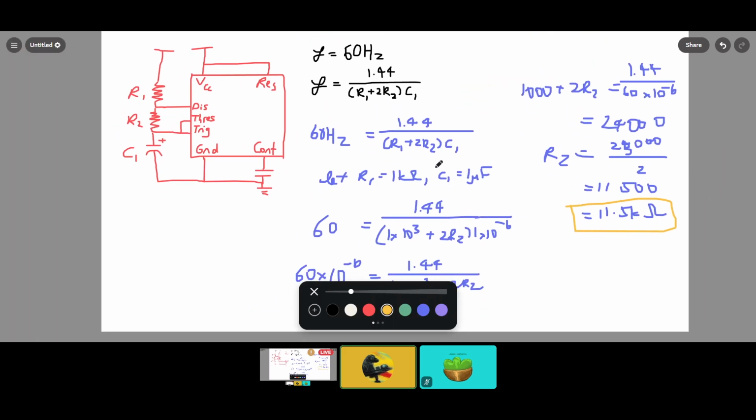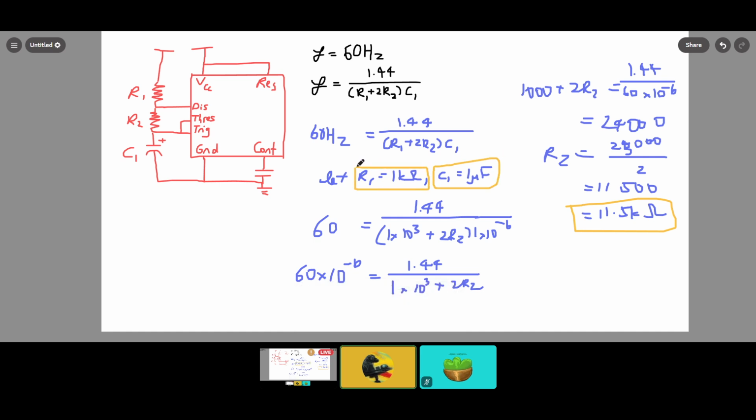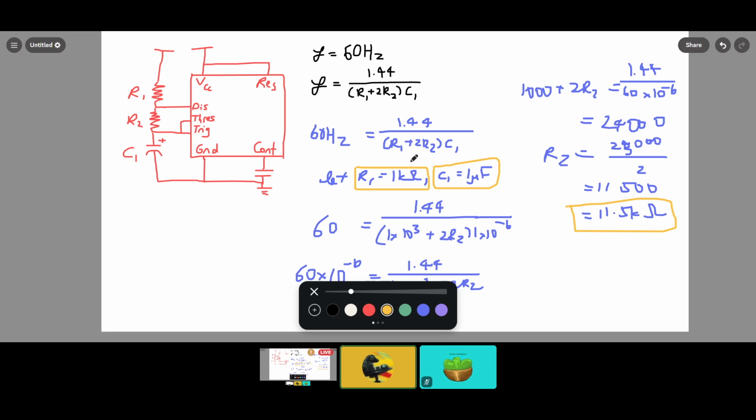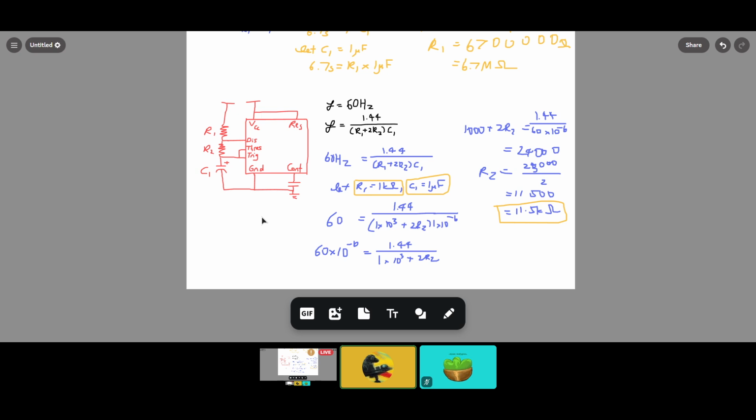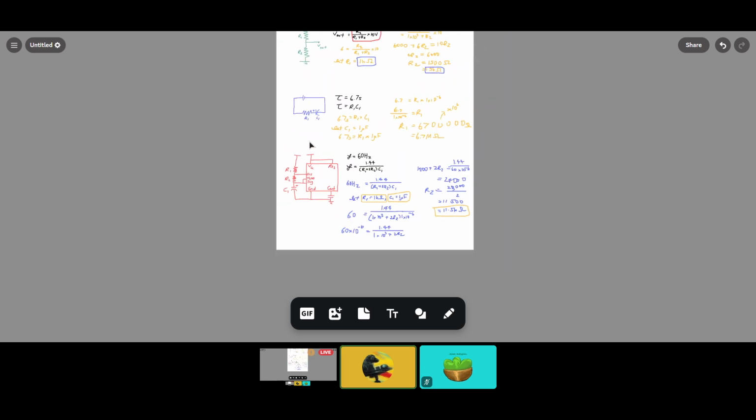Now we have suitable values for R1, R2, and C1 here. So yeah, sorry about that algebraic issue just now. That was my bad. So yeah, that's it.